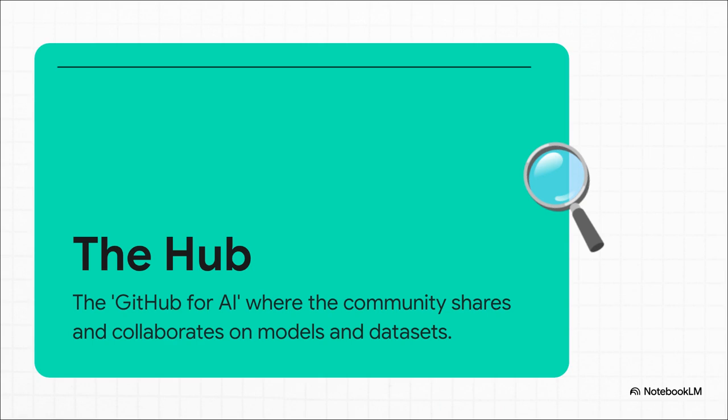First up is the hub. This is the community's town square, home to well over 1 million models and datasets. Now, everything is organized in what they call Git-based repositories, which is just a fancy way of saying it's built for super easy collaboration and for tracking changes, just like professional software developers do every day.